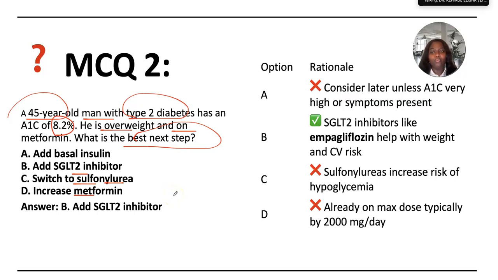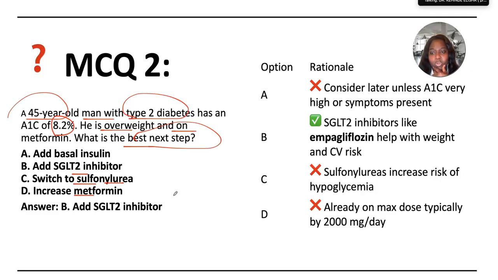So we are not here to look for answers. We're here to look for, okay, how am I supposed to think critically on the exam? How am I supposed to see the right answer here? A 45-year-old man with type 2 diabetes has an A1C of 8.2%. He is overweight. I'm like, oh my God, it sounds really bad. Type 2, A1C more than 6.5. That's okay. He's overweight and he's on metformin already, so this is not even touching him. Okay, so it's time to do something different.